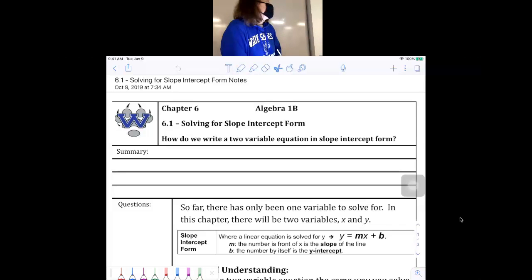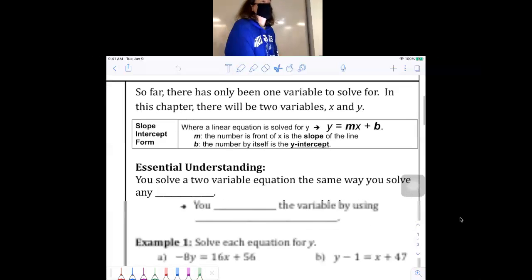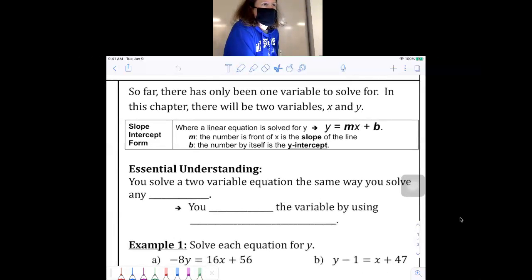Okay, so now we're talking about slope intercept form. This is y equals mx plus b. Does that ring a bell? Yeah. Okay. Now, so far we've only been dealing with one variable equations. In this equation, you're going to have a y and an x, so you're going to have two variables. So it presents a little bit different challenge, but nothing that we can't do.